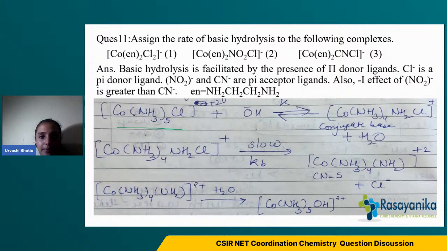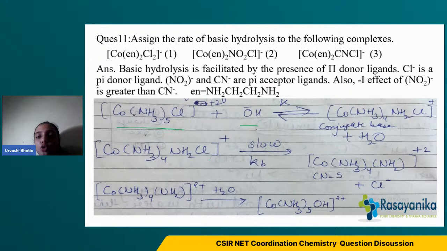So for basic hydrolysis, now you can see that we have considered a complex here. If we add a base, OH minus, it is going to abstract one of the H plus from the ammonia, and we are going to get the conjugate base, Co(NH3)4(NH2)Cl, because one of the H plus has gone with the OH minus. Okay, this is what we are going to get. Now Co(NH3)4(NH2)Cl.